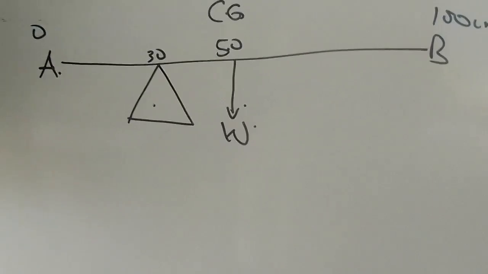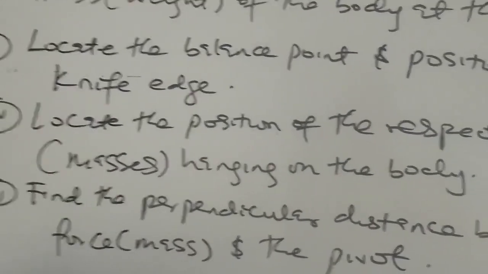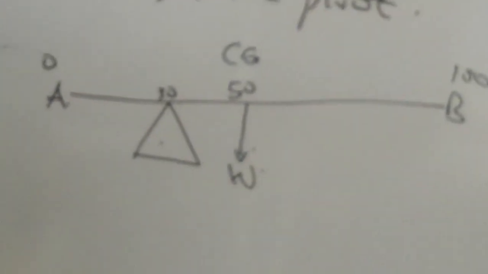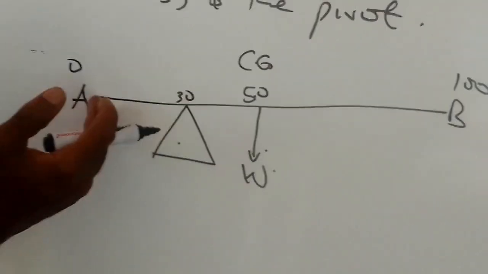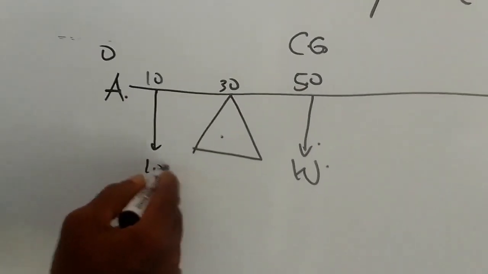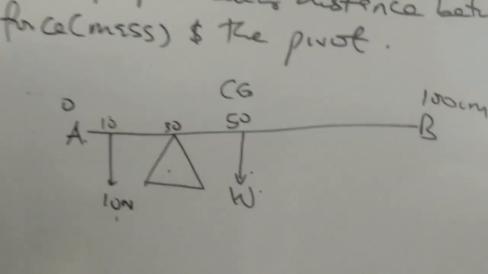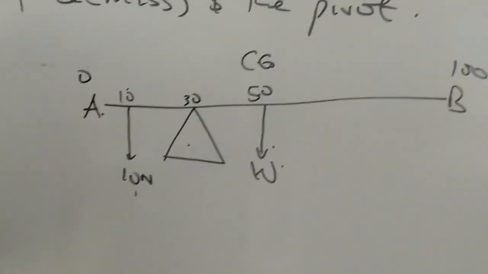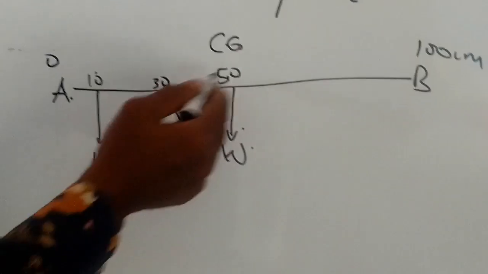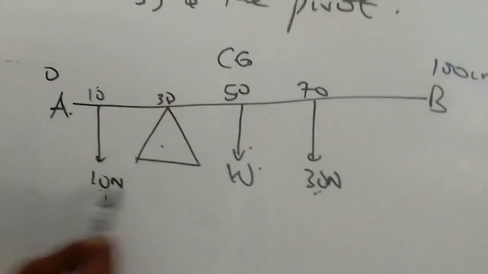Then number 4 says, locate the position of the respective forces hanging on the body. Depending on the question, maybe you are told that you have a force of 10 Newton at the 10 cm mark. So 10 cm will be before 30, so this should be on this side. Perhaps you are also told that you have a force of 30 Newton at the 70 cm mark. This is 10 cm, 30, 50, so a force of 30 Newton at the 70 cm mark. By so doing, you are now positioning the masses or the forces.